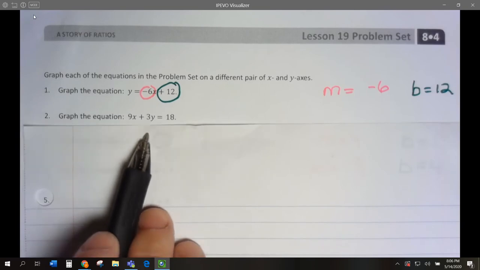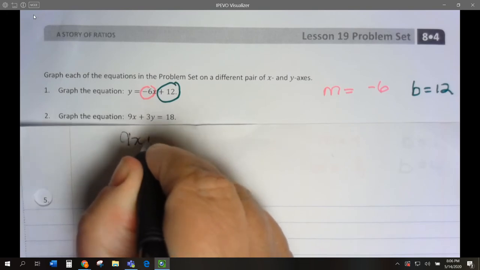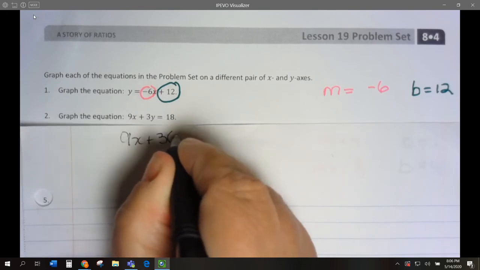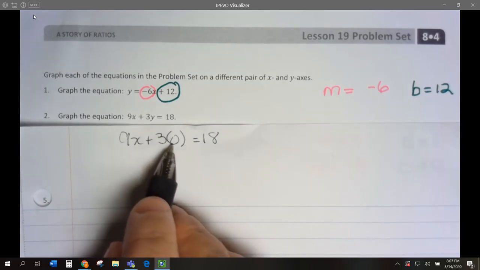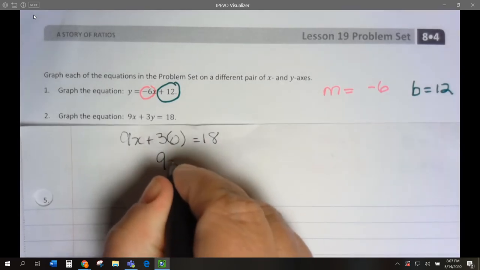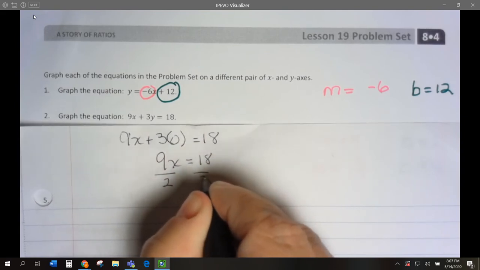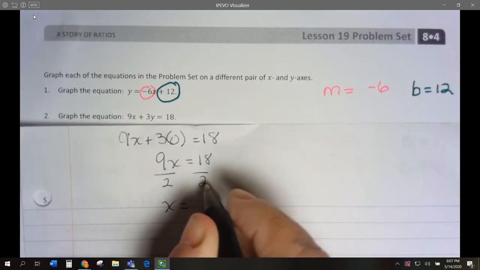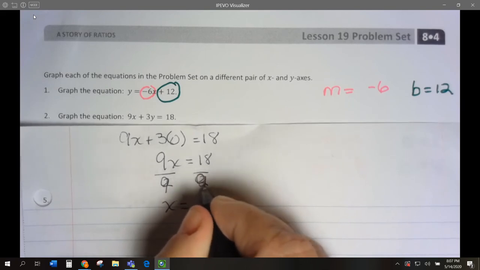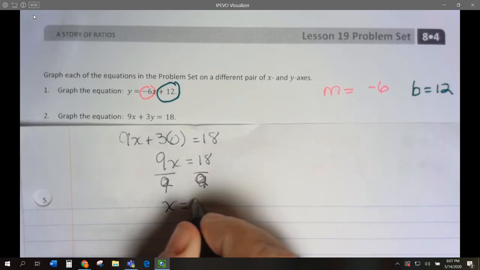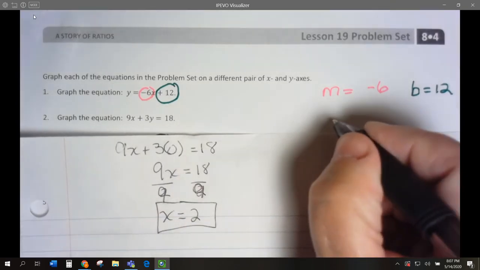So if I was to make y 0 here, I'd have 9x plus 3 times 0 equals 18. 3 times 0 is 0, so I'd have 9x equals 18. I'm going to divide by 9, and I'm going to have x equals 18 divided by 9. And 18 divided by 9 is 2. So here we know that x is going to be 2.